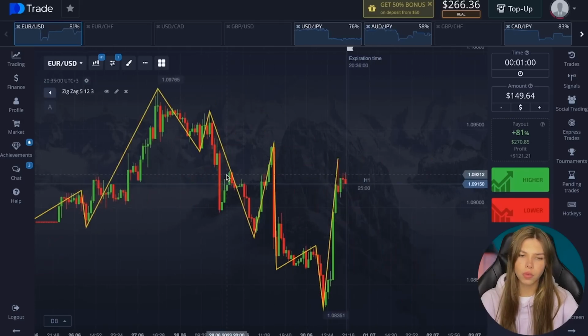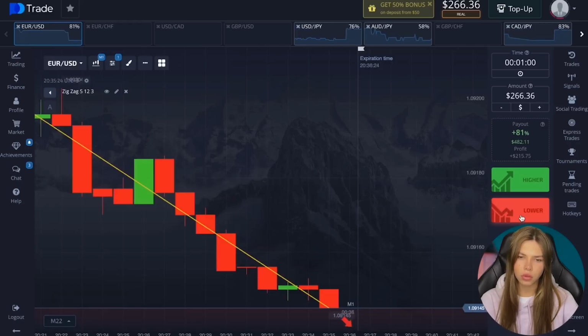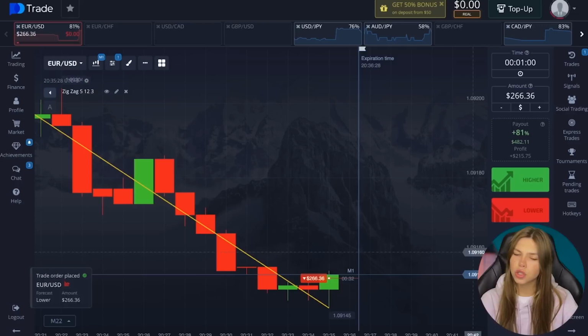Here's an interesting movement. The highs are not updated. The lows are updated. Here you can trade on a downgrade and we will do it. Fine. The deal is open, so let's watch.